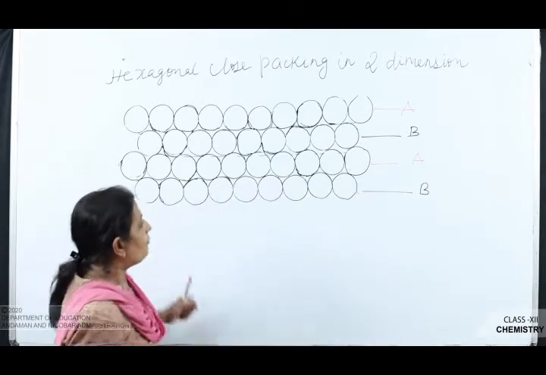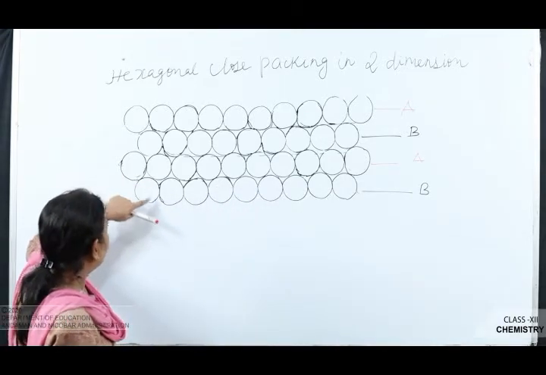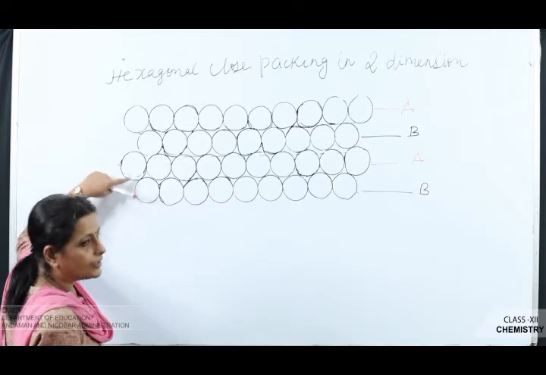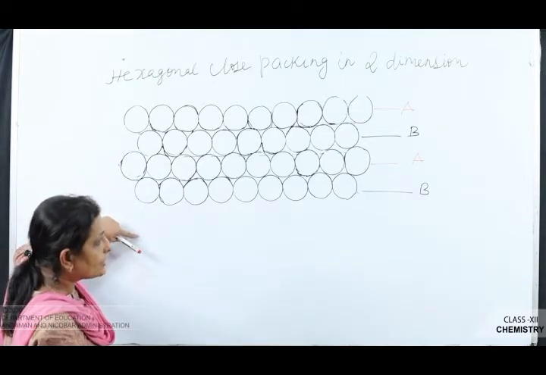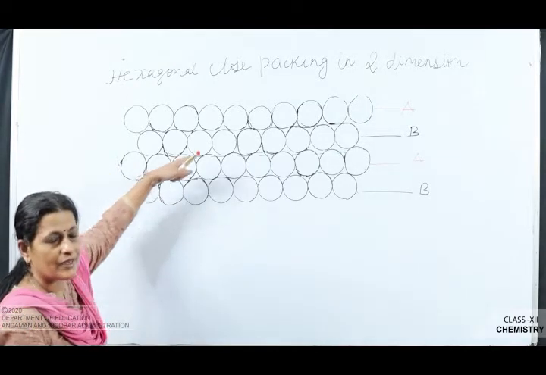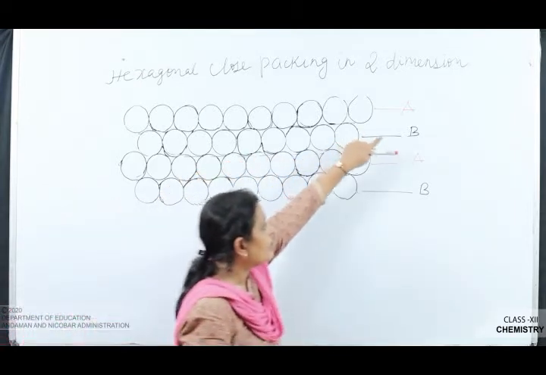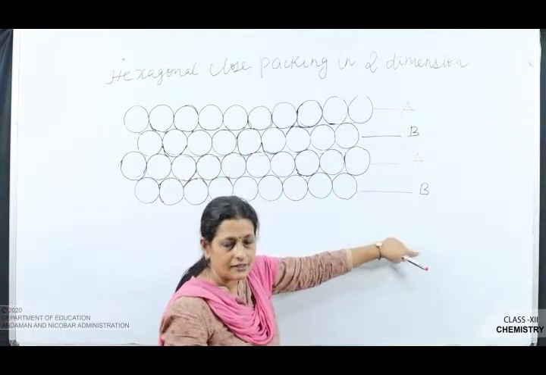Next, what will be the fifth layer? The fifth layer will be identical to what? The third layer. The sixth layer will be identical to what? The fourth layer. So, that is being repeated. So, what are you getting? AB, AB, AB type of packing.